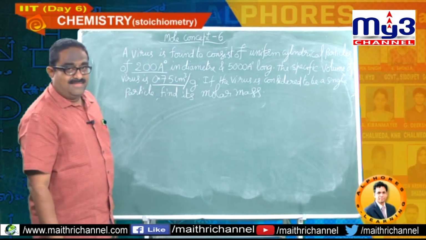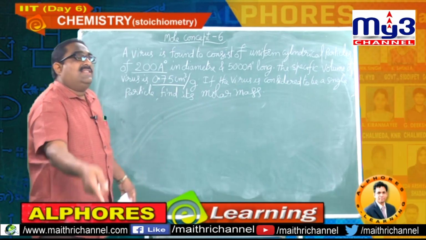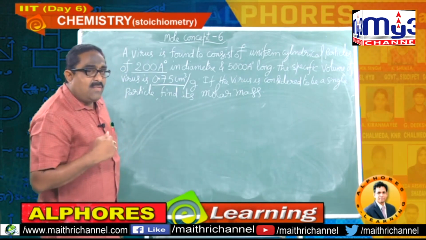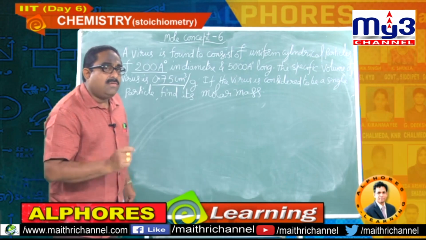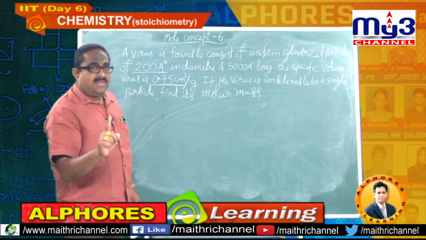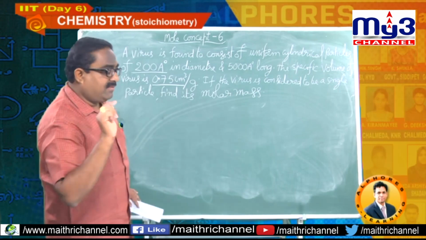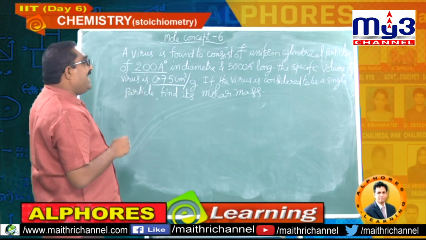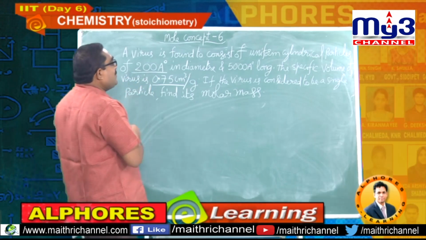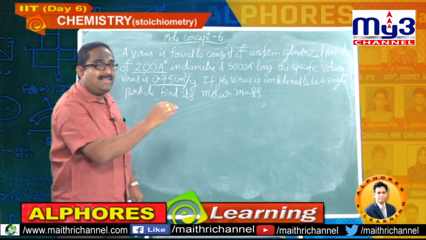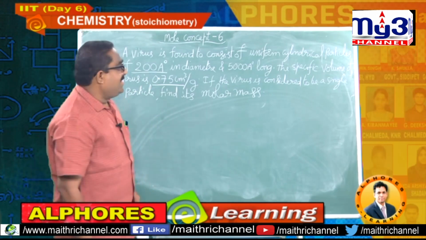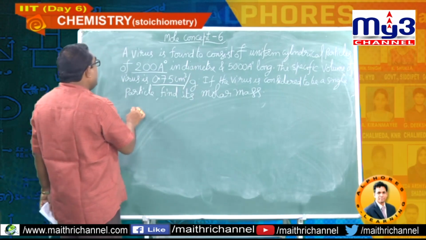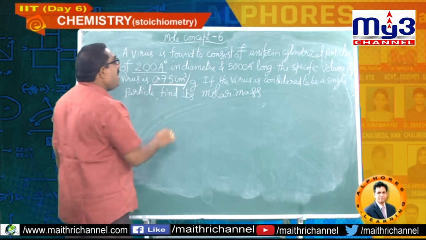We know molar mass means mass of 6 into 10 power 23 particles. So, first of all, our target is to find out the mass of a single particle of virus. For the virus, he has given the data: diameter is 200 angstroms and length is 5000 angstroms, and it is cylindrical in shape. And he has given specific volume.